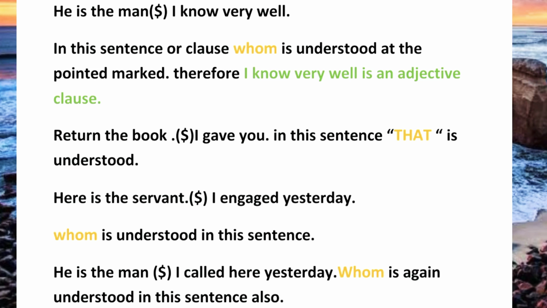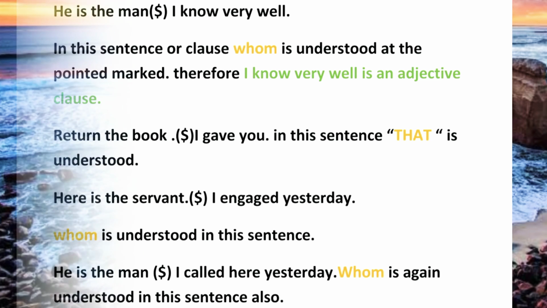How do we make this? He is the man. I know very well. Between these two, whom should have come, right? In this clause or sentence, whom is understood at the point marked. Thus, the marked point is understood here. Therefore, I know very well is an adjective clause. In the same way, there are some more examples. See yourself.